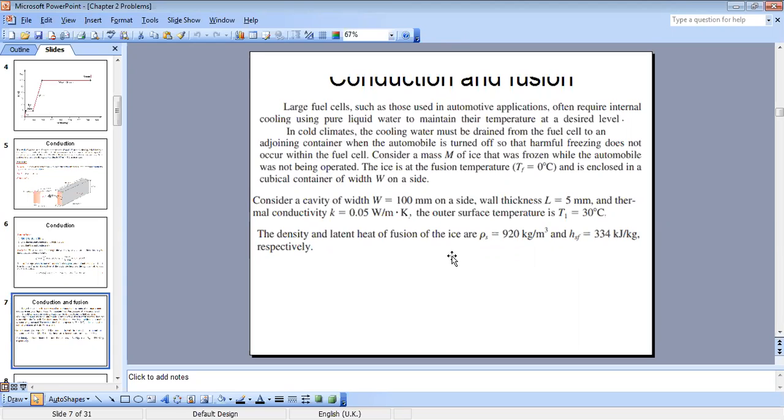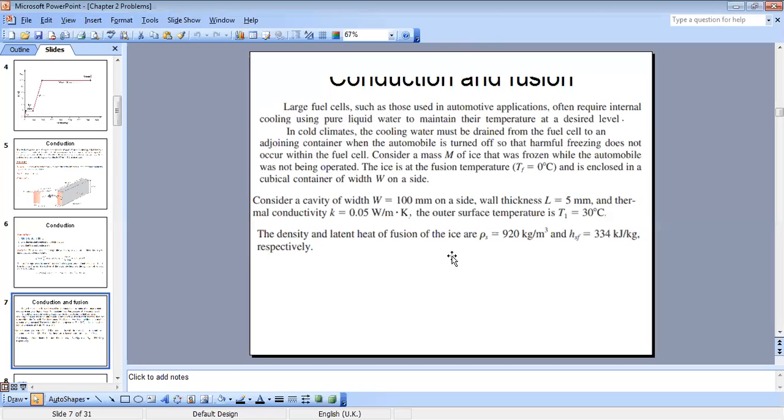So this is an interesting application where, for your car, you don't want the cooling water to freeze. So you have some strategies to heat it continuously in order to avoid formation of ice. So consider a mass M of ice that was frozen while the car was not being operated. The ice is at the fusion temperature, which is Tf equal to 0 degrees, and is enclosed in a cubical container of width W on a side.